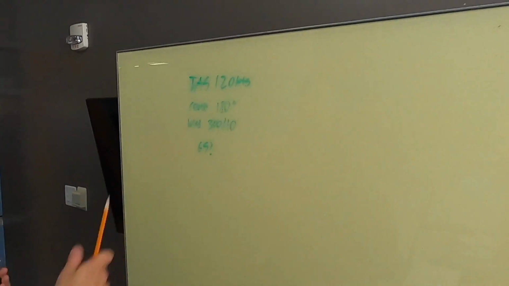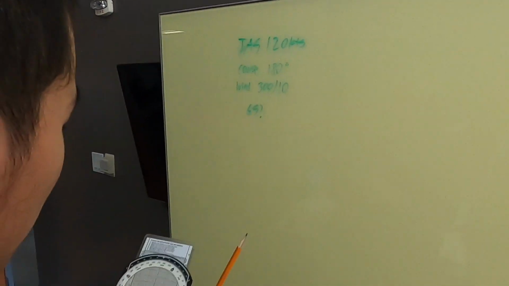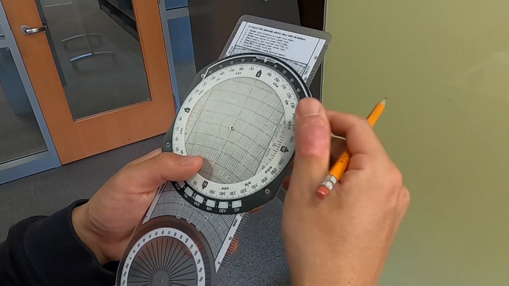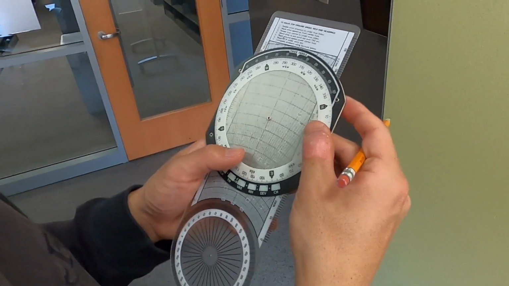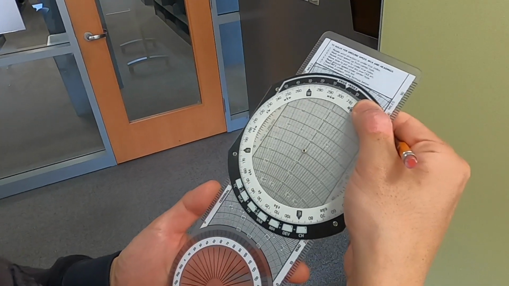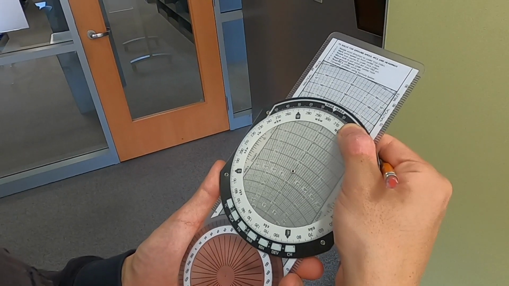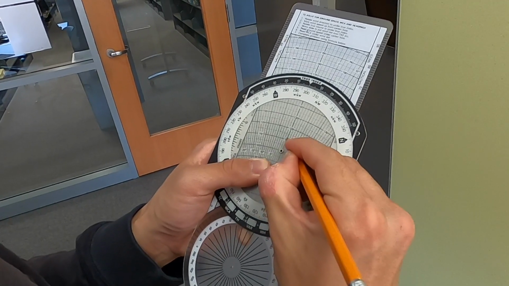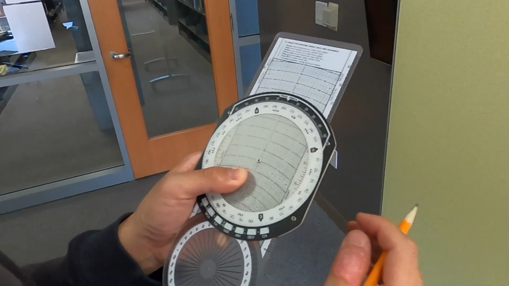So for this problem, we've got a true airspeed of 120 knots with a course of 180. You're going to set your course first. Actually, sorry, correction, we want to set wind first. So let's go 300 at 10. Set your wind heading first and place your grommet on 100 so you get an easy number. And go up 10 units. So just above 110, we're going to make a pencil mark. You can't see it, but I marked it.